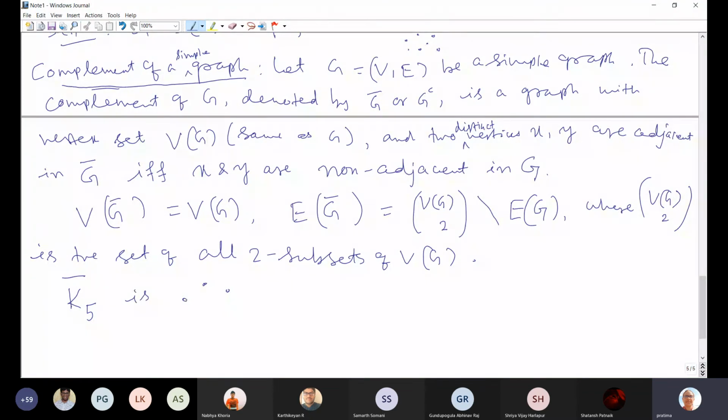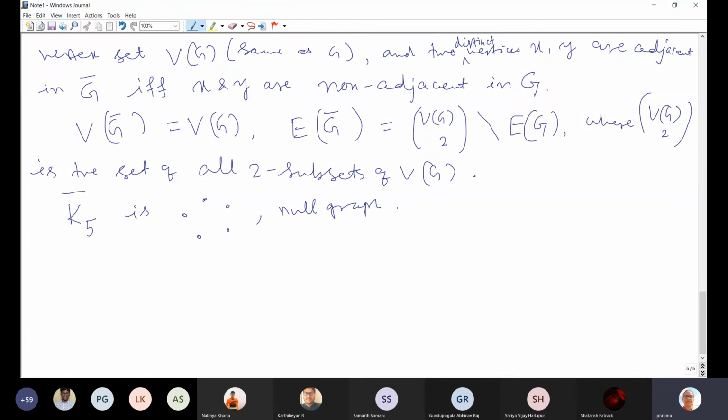In K5, every pair of vertices is adjacent. Therefore, K5 complement will consist of these 5 isolated vertices. So this is a null graph, a null graph on 5 vertices. This is how we define the complement of a graph. We shall discuss more on the complement of a graph during this course.